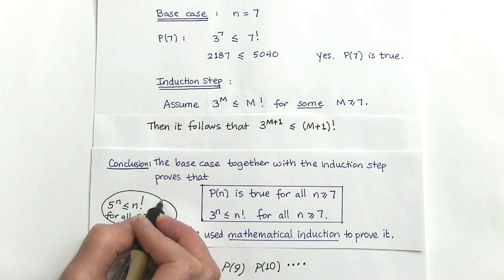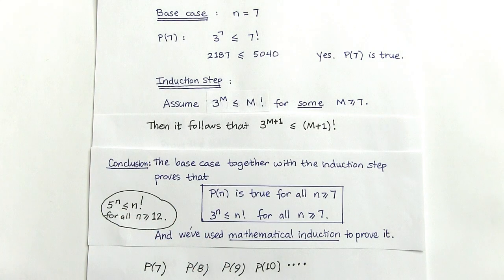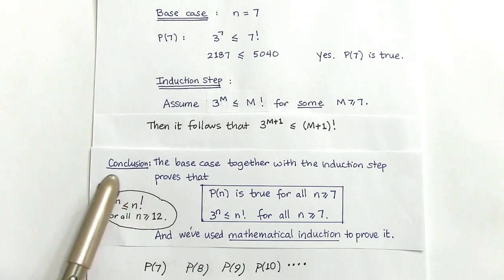You could practice using mathematical induction to prove this last claim right here. That even if we replace the base of 3 with a 5 and make it grow even faster, the factorial function still wins.